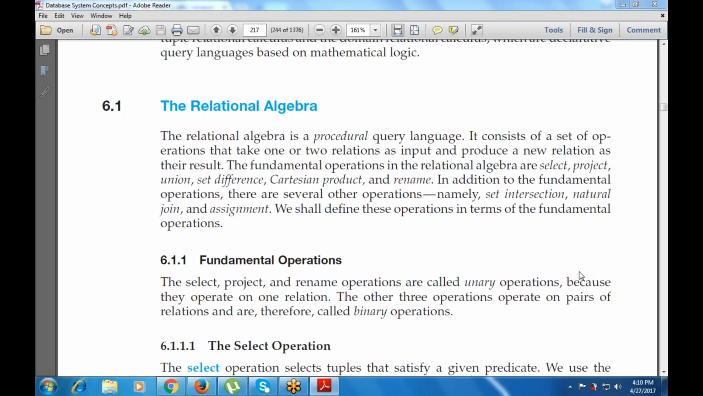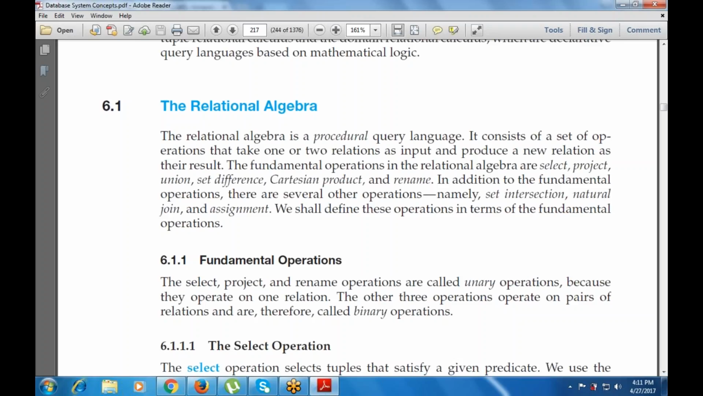So let's start with the relational algebra. It's a procedural query language, not a programming language. It consists of a set of operations that takes one or two relations as input. That means one or two tables are taken as input and only one new relation is produced as a result. That means only one table is generated as output, but it takes one or two tables as the input. The fundamental operations in the relational algebra are select, project, union, set difference, Cartesian product, and rename.